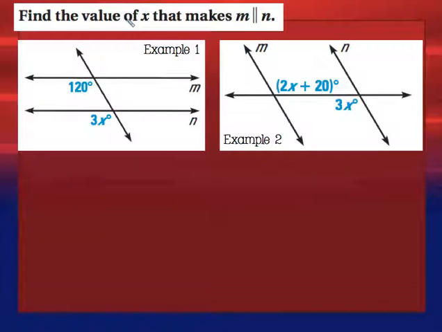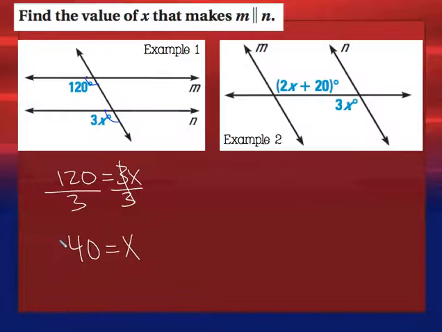Okay, so literally when you're dealing with problems like this, all that changes is it does not tell you the lines are parallel, and it says to find the value of x that would make them parallel. So to make these lines parallel, these two corresponding angles must be congruent. So you still solve them the same way. So 120 would have to equal 3x. Divide by 3, and you would have to get 40 for x.